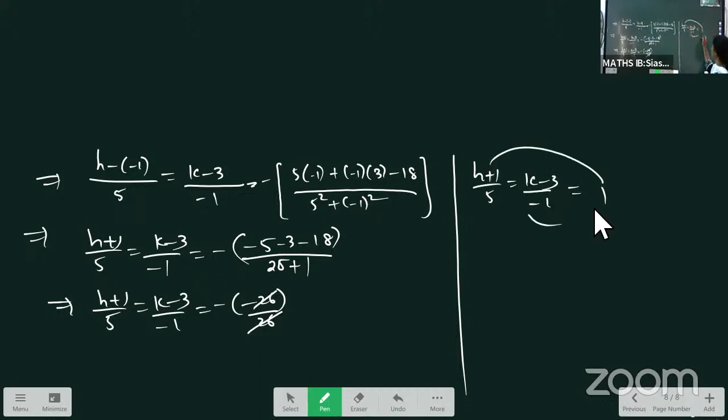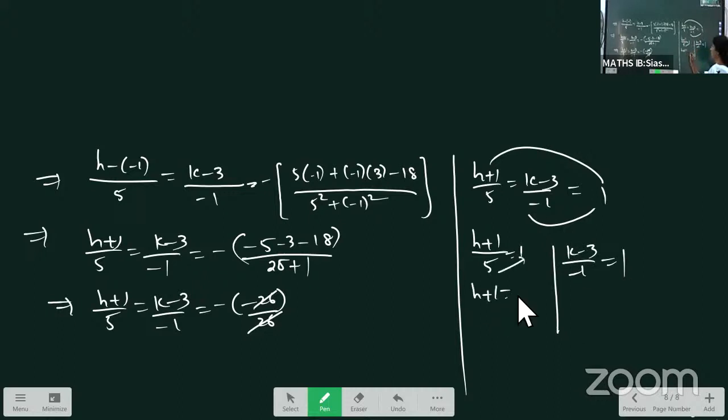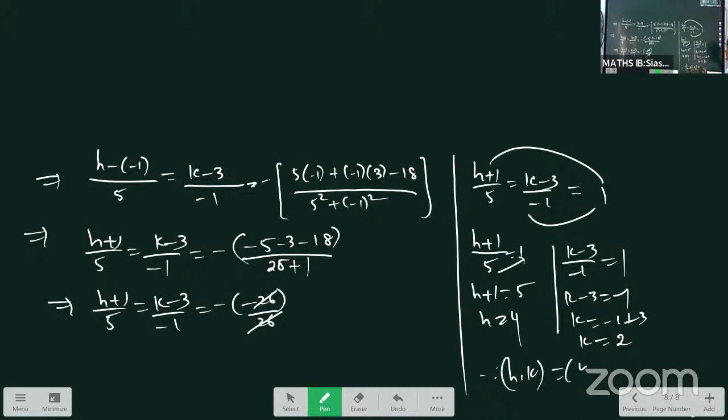We'll equate these two and we'll equate these two. So (h plus 1) by 5 is equal to 1, and (k minus 3) by -1 is equal to 1. Cross multiply. h plus 1 is equal to 5, h is equal to 4. And here k minus 3 is equal to -1, k is equal to -1 plus 3, k is equal to 2. Therefore, the (h, k) value we got is (4, 2). So this is how we have to find the foot of the perpendicular.